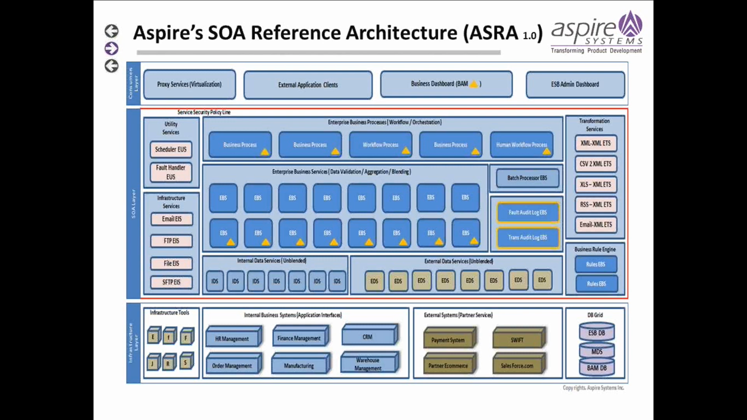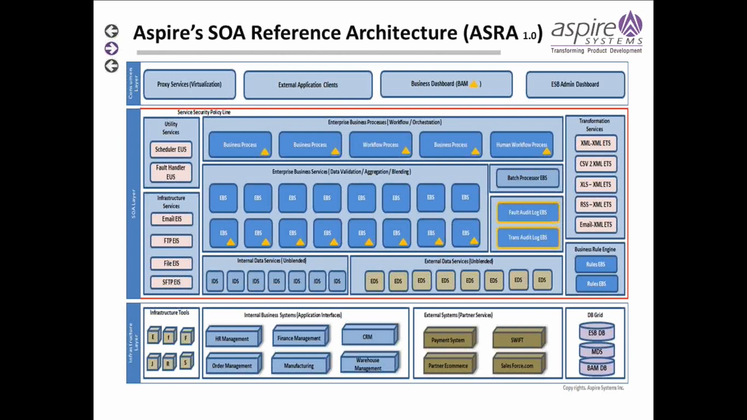The process layer is basically called enterprise business process, which works as a workflow engine and orchestration. The process layer basically assembles various business services to execute your business processes. We have to record all the transactions for effective monitoring. Therefore, we included business activity monitoring as part of our reference architecture. Either fault handling or transaction handling are handled by the fault audit log (DBS).